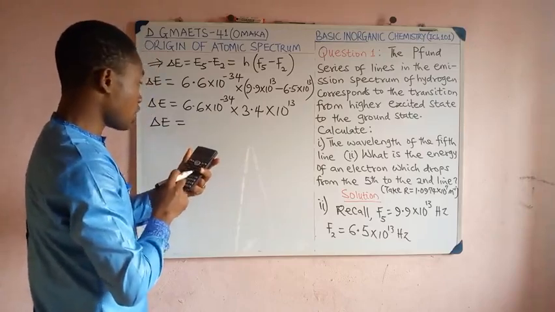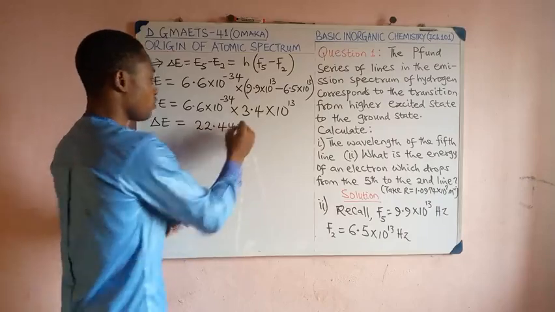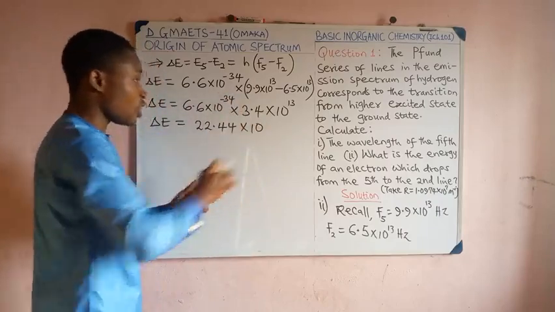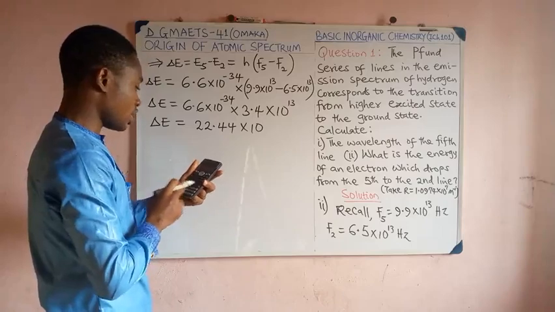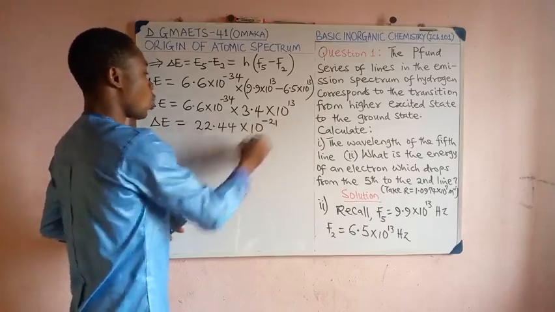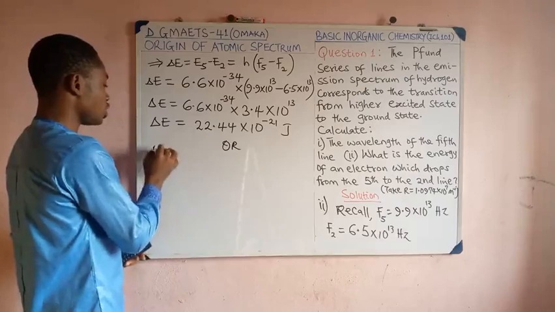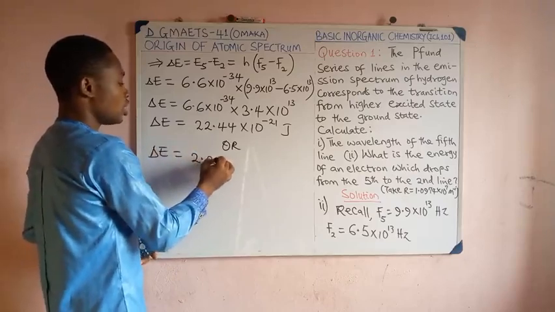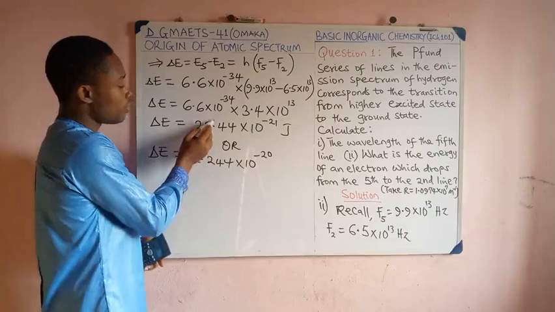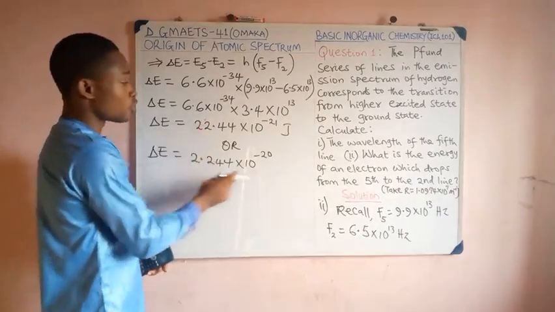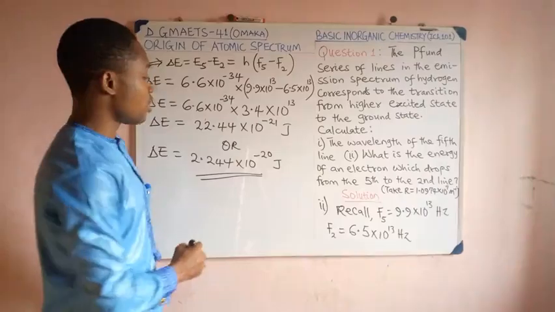6.6 times 3.4 is giving me 22.44, then times 10 raised to the power minus 34. You add it to 13 using the law of indices. Minus 34 added to 13 is giving me minus 21. So this is the energy, or you can choose to say that the energy change is equal to 2.244 times 10 raised to the power minus 20. Of course, I move the point once to the left to get 2.2, so I'm going to add that one to the power, and then minus 21 plus 1 is going to be minus 20.